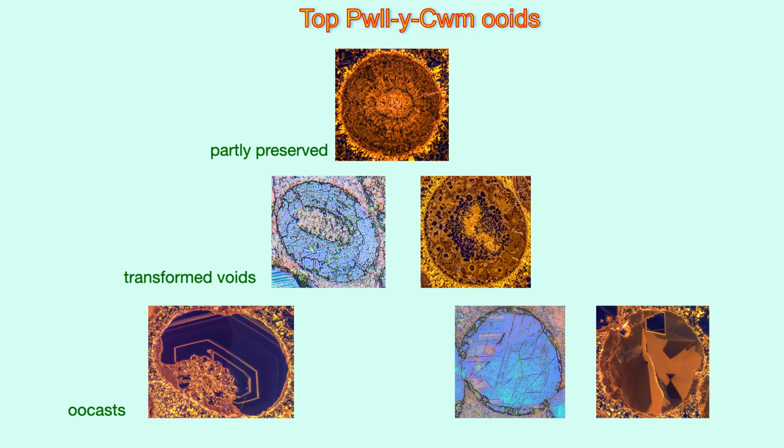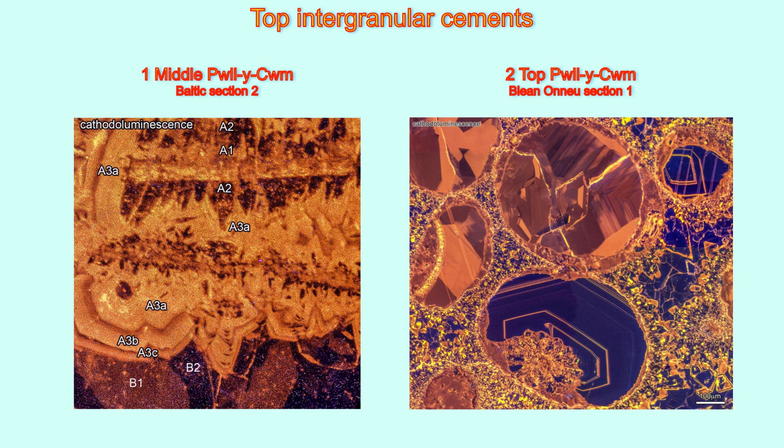The granular and oomold preservation types that dominate the top Pulthicum sample do not occur in the middle Pulthicum sample. Not only are the preservation types different between the top and middle Pulthicum, but their intergranular cements are also different. The middle Pulthicum intergranular pores were filled with cements A and B. The earlier cement A is divided into 3 sharply defined increments.